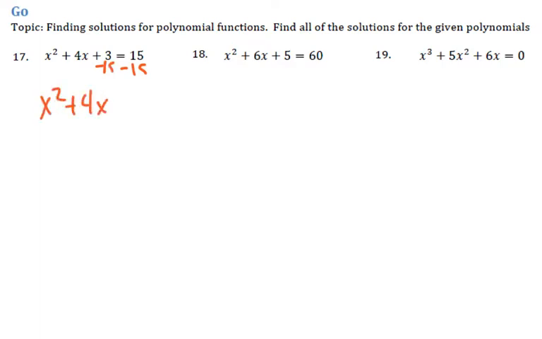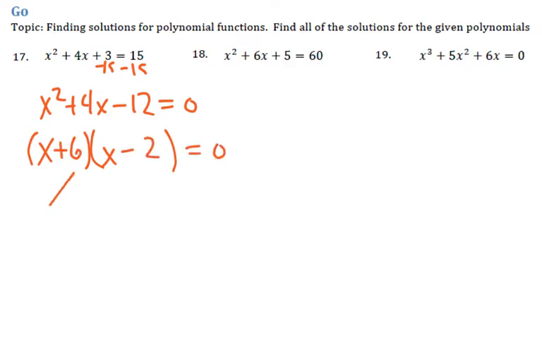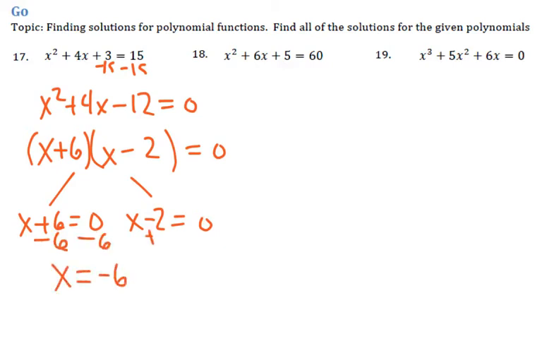See, 3 minus 15 would be negative 12. Okay, equals 0. What are the factors of negative 12 that add up to 4? Well, how about positive 6 and negative 2? So then we set these equal to 0 separately. And we get x equals negative 6 and x equals positive 2. So basically we're using that factoring, we're finding the zeros here.